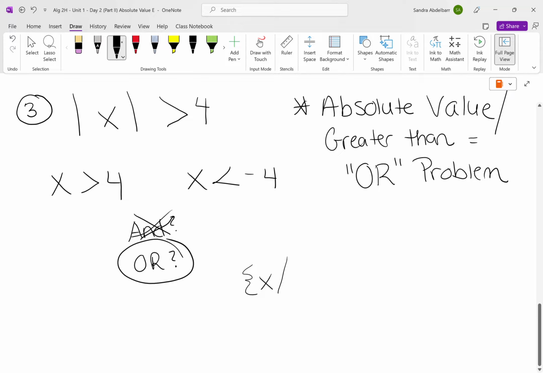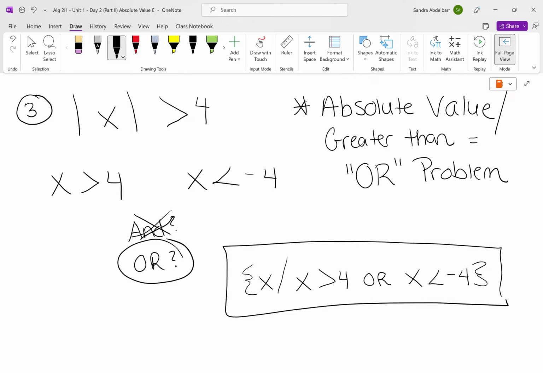So our solution set becomes x such that x is greater than 4 or x is less than -4. So for an and, we write it as one compound inequality altogether. For or, we write two separate inequalities with the word or in the middle.